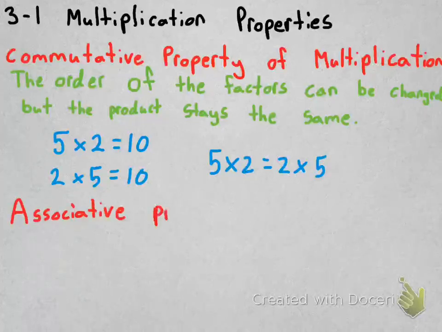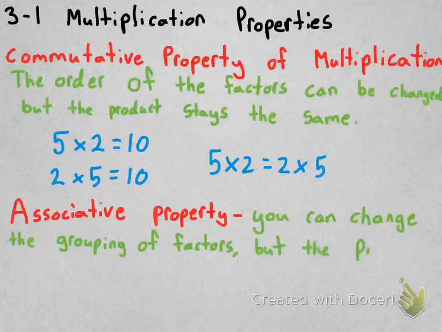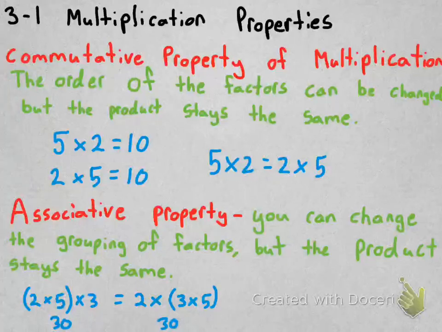The second vocab word you have is associative property of multiplication, and that's when you can change the grouping of the numbers, and the product is going to stay the same. So our example is, if I have 2 times 5 in parentheses, and then I multiply that by 3, my answer is going to be the same as if I grouped 3 times 5 together and multiplied that by 2. Either way, both answers are going to equal 30, and it doesn't matter which way I group the numbers.